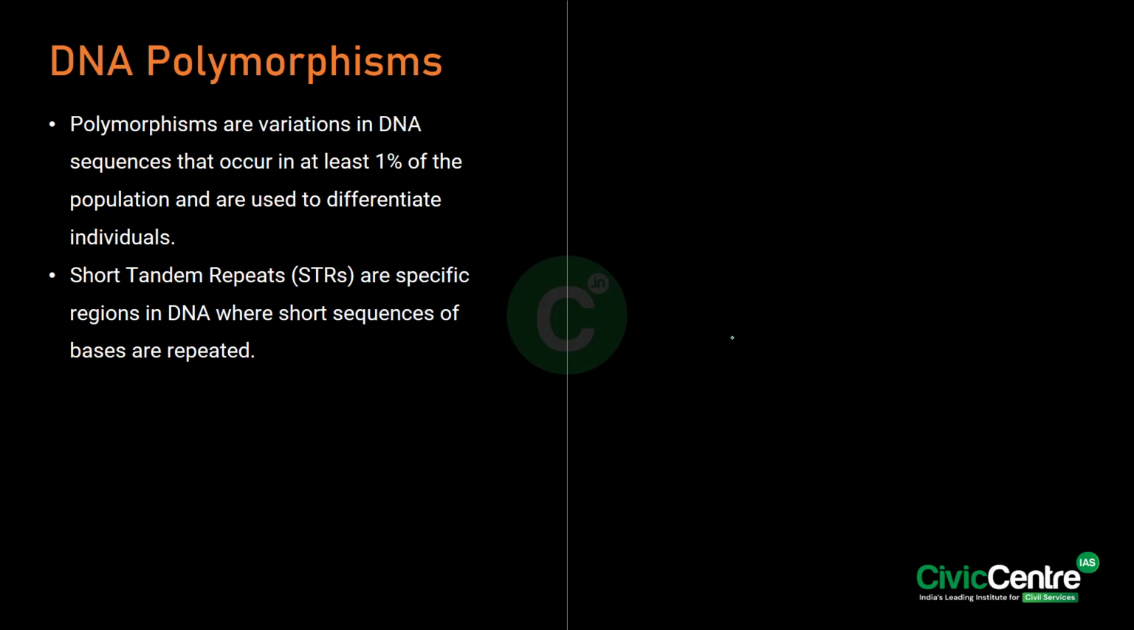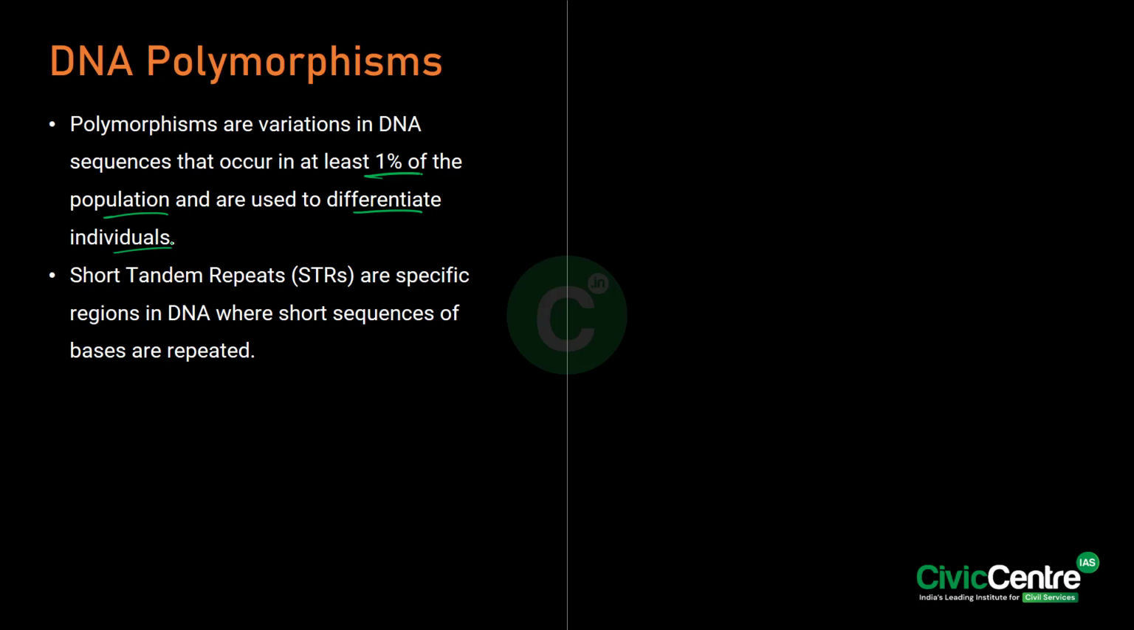See, polymorphisms are variations in DNA sequences that occur in at least 1% of the population and are used to differentiate individuals. Furthermore, we have the short tandem repeats, which are specific regions in DNA where short sequences of bases are repeated. So, these STRs vary in length between individuals, making them useful for identification.